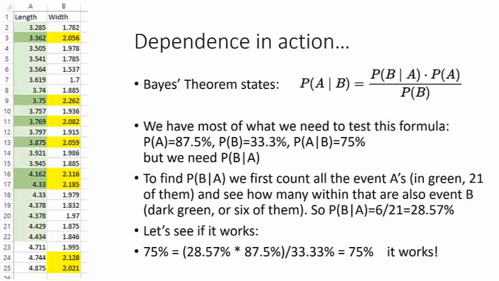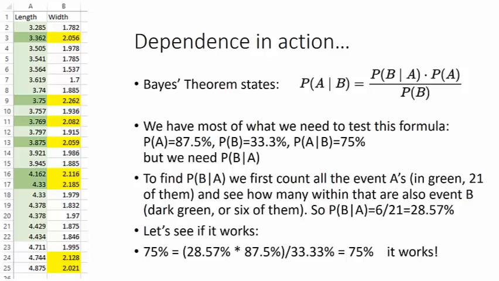All that's left for us to figure out is the probability of B given A, and then we can work out our formula and see if it comes true. So to find the probability of B given A, guess what? We're going to count some things. First we count all the events A, and those are the ones in green. There are 21 of them that are between the length of 3.2 inches and 4.7 inches. Then we want to see within that group how many of them also satisfy event B.